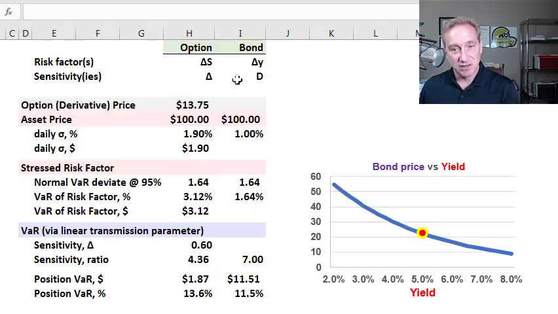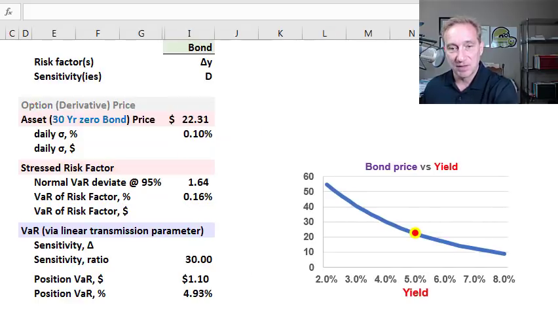Now, what I've just done here is added a column for a long bond position, and I have not changed the structure because I wanted to show that the bond also fits the same template. It's in fact a little simpler, right? Okay, having shown you that it fits the same template, I'll get rid of the option and then just focus here on the bond.